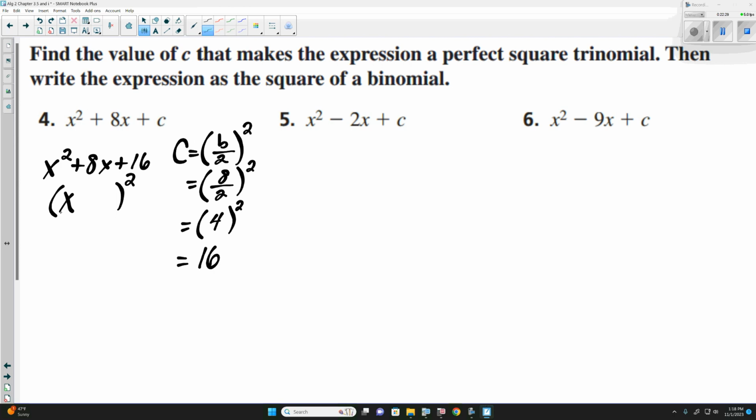Set of parentheses squared. We will have x. I mean, if it was y squared plus 8y plus 16, then it would be y first. And the number that goes inside the parentheses is the number. It would be plus 4. Number and sign before we square it. Yes.